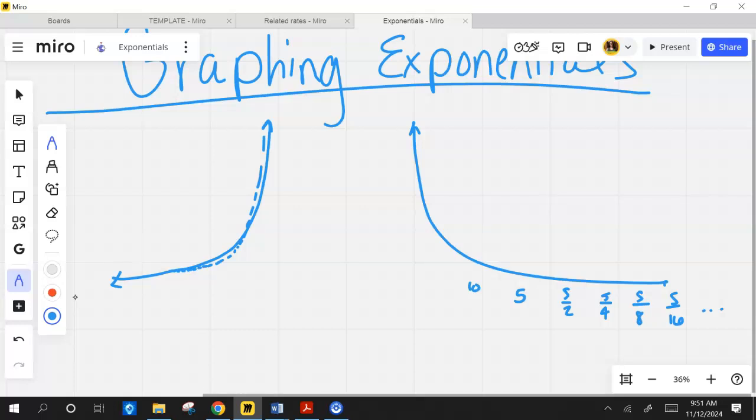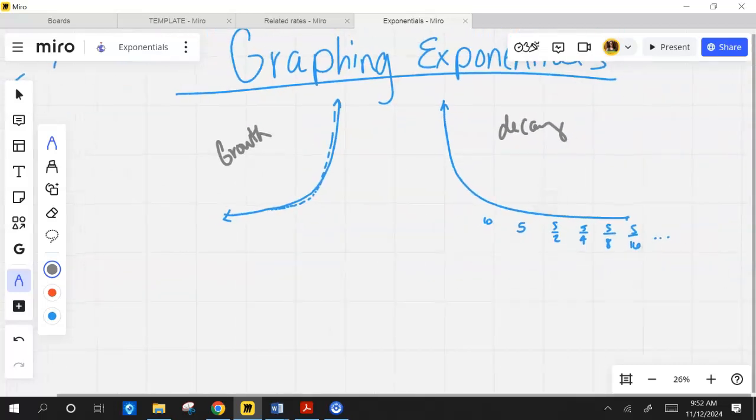Okay. So this one is growth. Exponential growth. This one is decay. Now, with that said, I can also have some reflections where I reflect it over the x-axis, right? So sometimes growth may also look like this, or decay could look like this. This is still growth and decay. It's just reflected over the x-axis, okay? So there's what they look like.